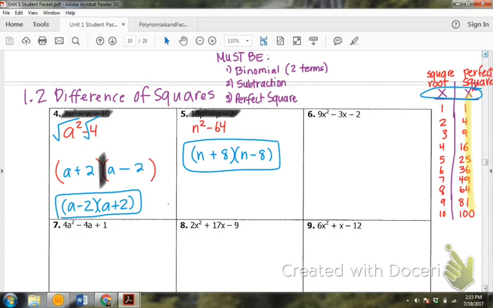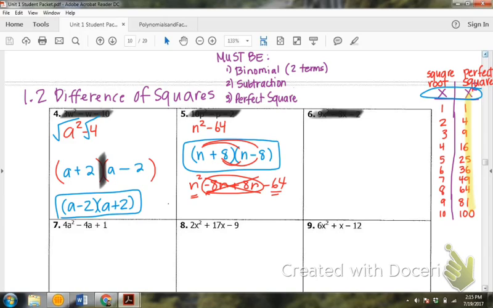Watch what happens. If I were to multiply this out, you don't have to do this on your paper, just watch up there. These have to be plus and minus to cancel each other out. One has to be plus, one has to be minus, so that I have n squared minus 64 left. You guys see that? That's why it has to be plus minus. Okay? All right, number 6.